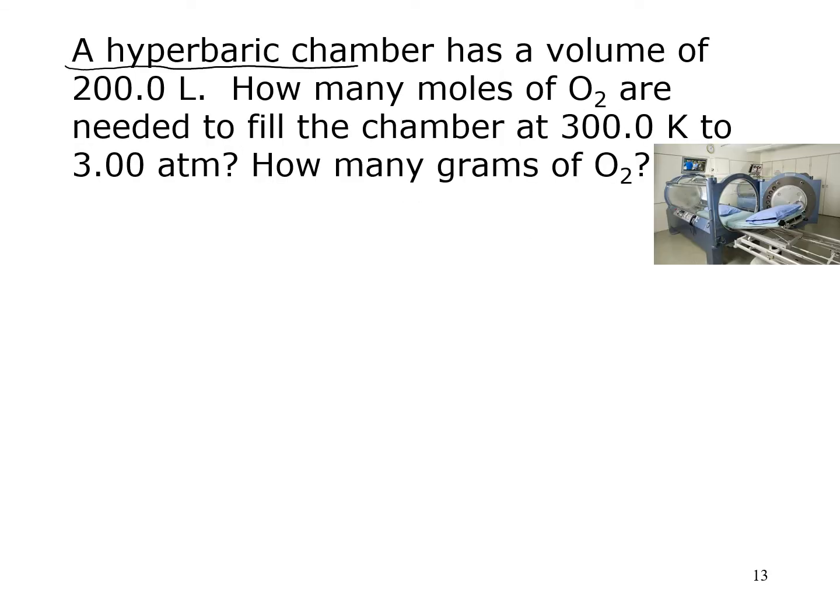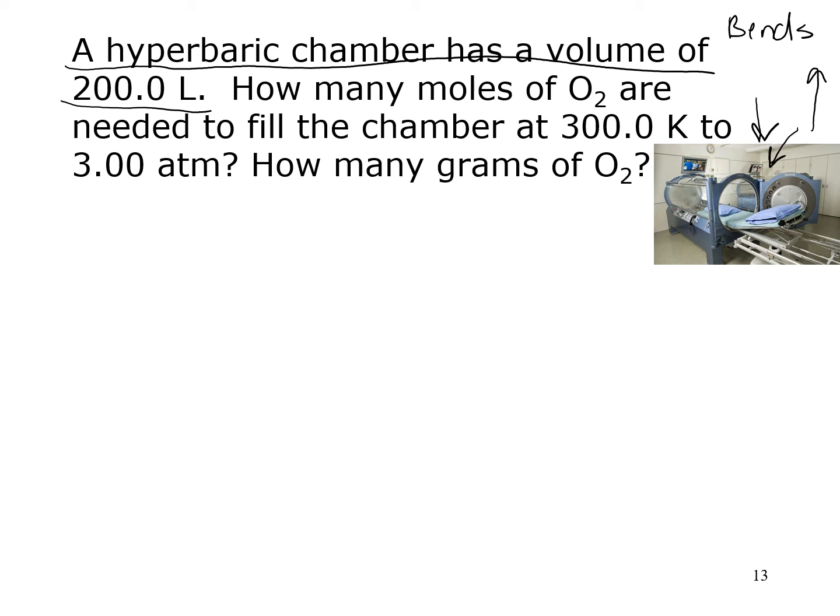A hyperbaric chamber has a volume of 200 liters. This is a photo of a hyperbaric chamber. This is used to treat scuba divers if they develop a condition called the bends. When scuba diving, you go below the surface. If you come back up to the surface of the water too quickly, you may need to go in a decompression chamber to get you back to equilibrium. So that's why you would use a decompression chamber.